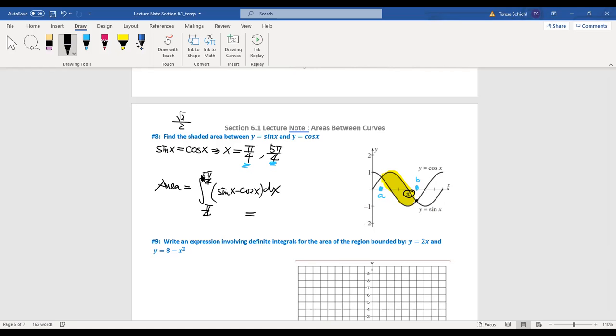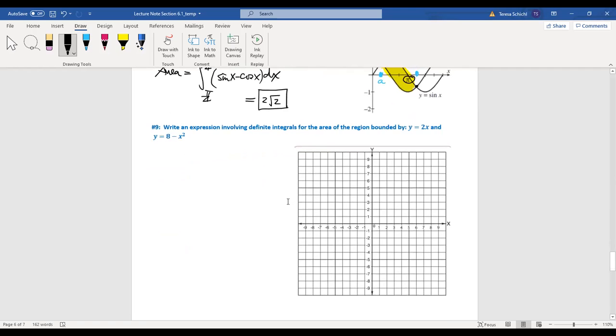So I got the answer is 2 square root of 2. So just use the unit circle to find the value and the basic trig function integration. All right, so now let's take a look at these ones here.